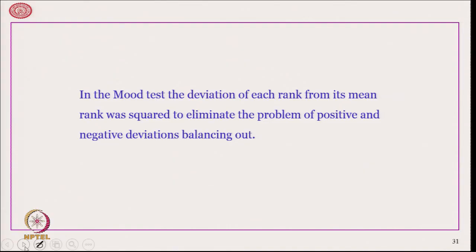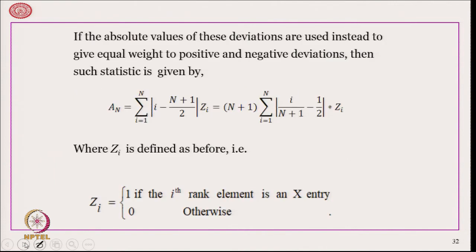So, in the Mood test, the deviation of each rank from its mean rank was squared to eliminate the problem of positive and negative deviations balancing out each other. This we have already seen. But in the Freund-Ansari test, instead of squaring it, we consider the absolute deviation from the central location. Therefore, the corresponding statistic is called An, which is the mod value of i minus (N plus 1) by 2, the absolute deviation from the central value, multiplied by zi, the indicator variable. So, that is going to be the statistic for the Freund-Ansari test.